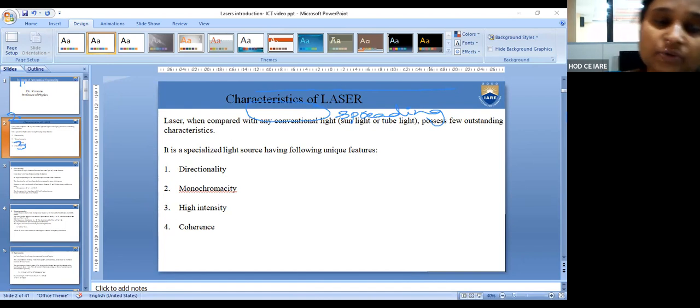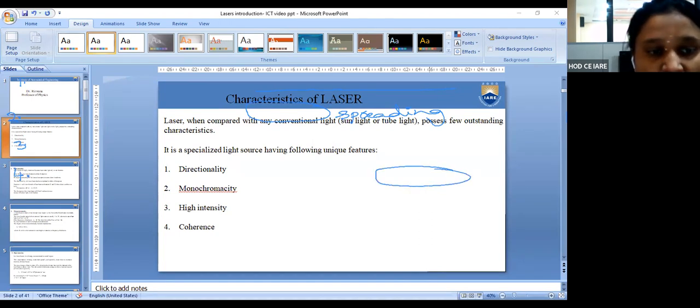You must be knowing about laser pointers. If you take those pointers and make the light fall on the wall, you'll be able to see a single spot. It means that all the beams of light are going and occupying a small area. So this is the third property of being directional. And the fourth one is that directionality can be expressed in terms of divergence. So what is the formula for divergence? Just note down this formula. Divergence delta theta is given as R1 minus R2 by D2 minus D1.